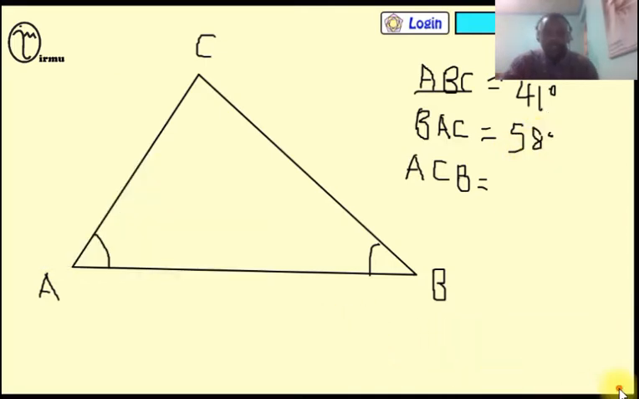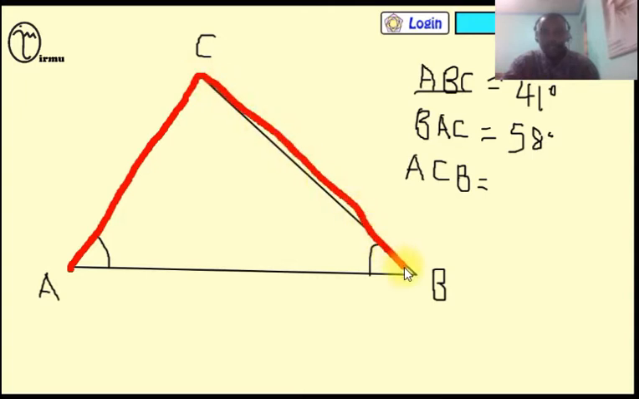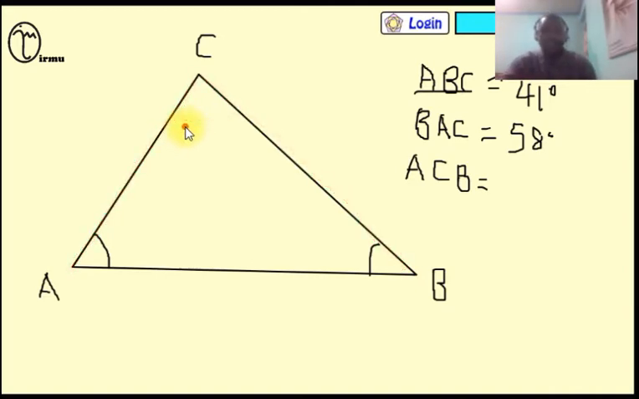The last angle that we are about to measure is angle ACB. To identify angle ACB, we just move from point A to point C and then to point B. That is the angle we want to measure, the angle formed at C, called angle ACB, which is also an acute angle.